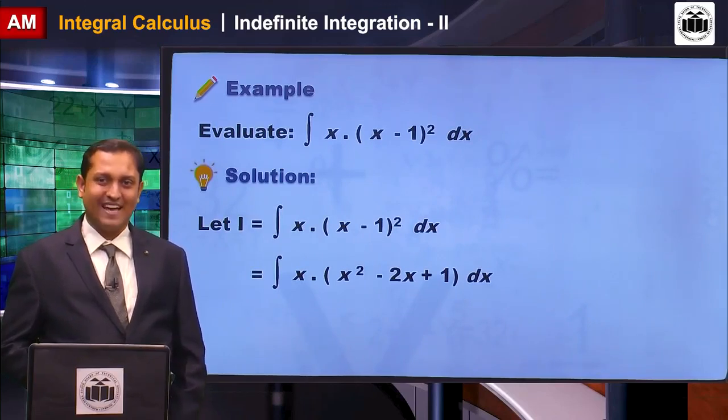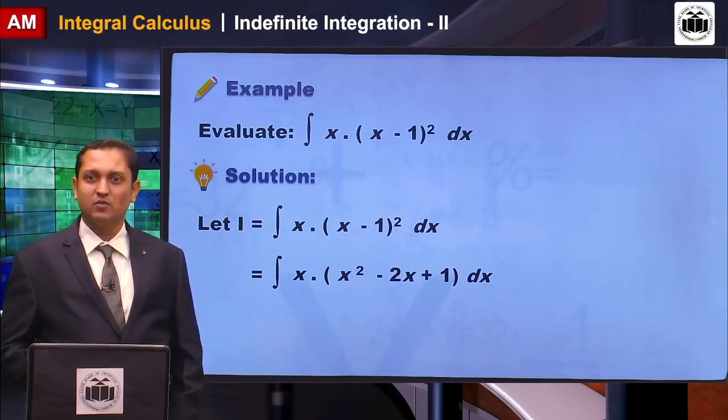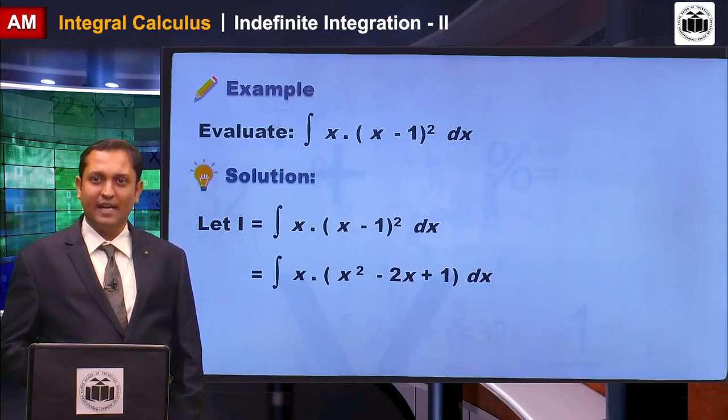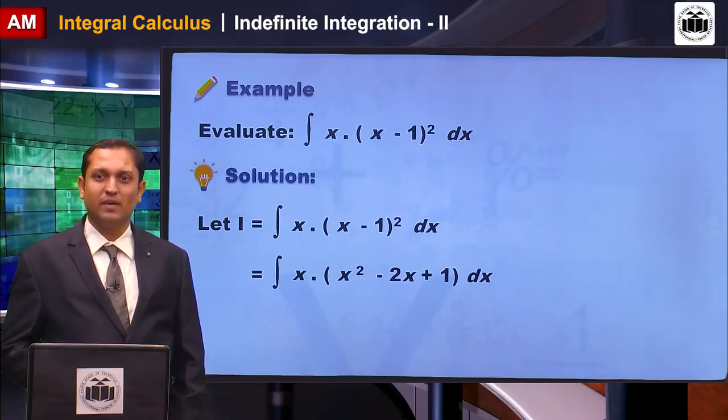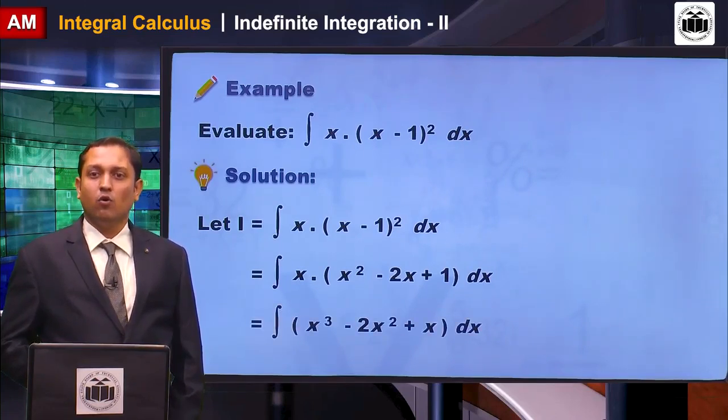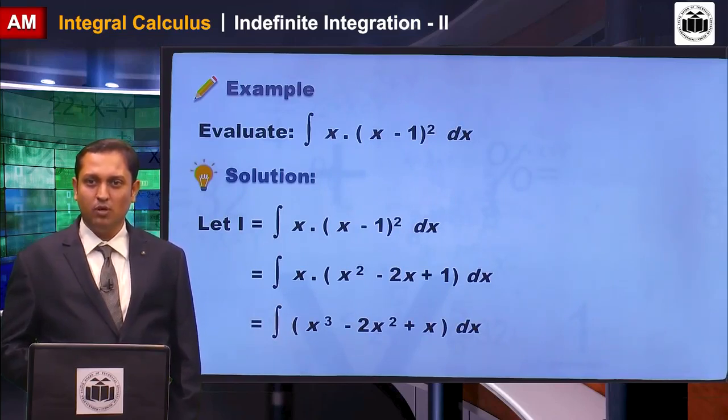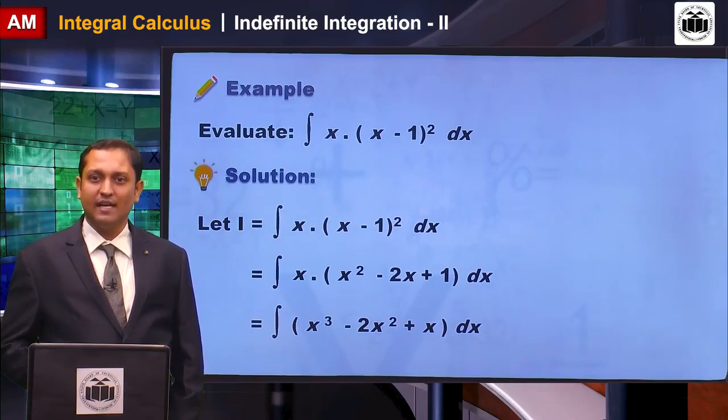The x remains as it is, and instead of x minus 1 square, we are using a minus b the whole square formula. So we are getting a square minus 2ab plus b square, that is x square minus 2x plus 1. Open the brackets. X into x square will become x cube, minus 2x into x will become 2x square, plus x into 1 will become x.